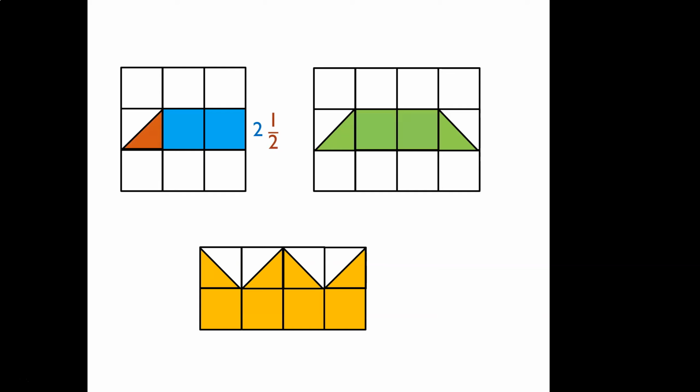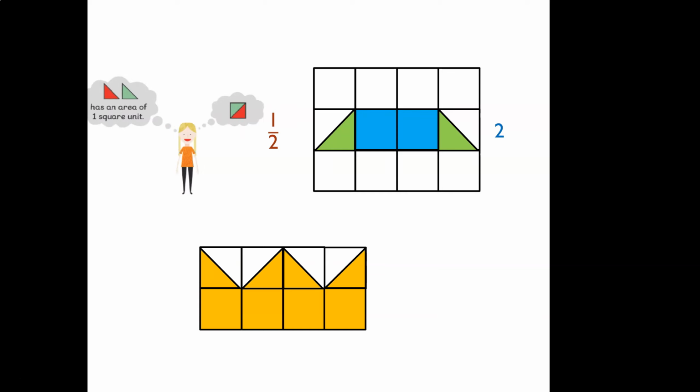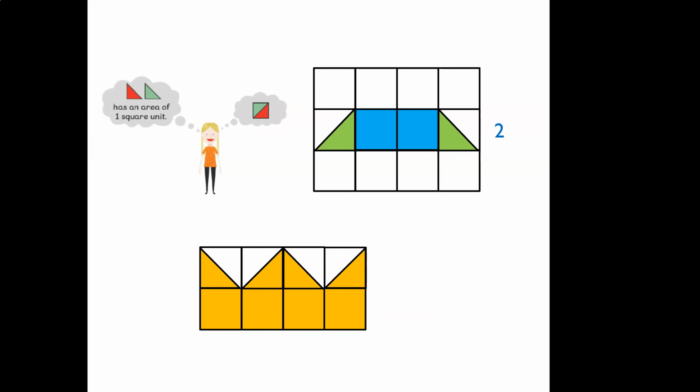In the second example, we have 2 full squares again, but this time we have 2 halves. Did you remember that we can put 2 right-angled triangles together to make a square? And that means 2 right-angled triangles has an area of 1 square unit. So we can say our shape has an area of 3. In the third example, we have 4 full squares and 4 half squares, and they join together to make 2 squares. So the area is 6.